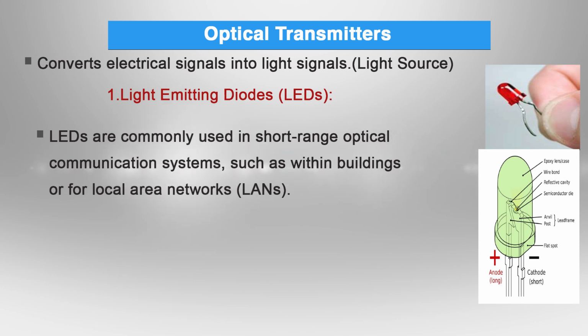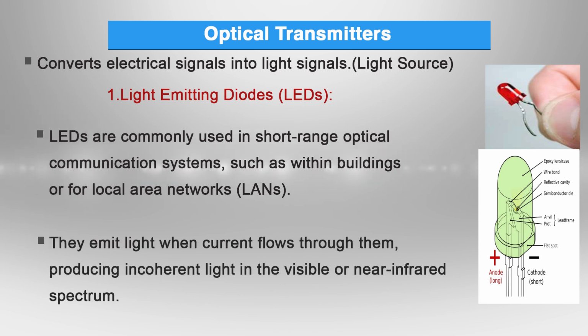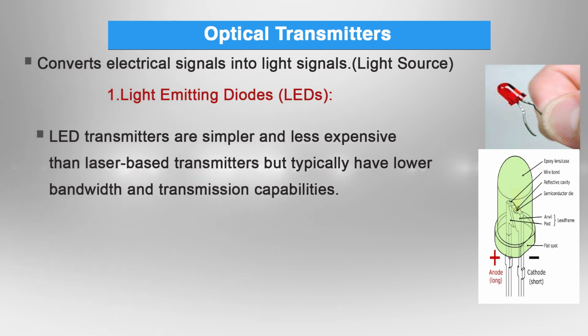LEDs are commonly used in short range optical communication systems such as within buildings or for local area networks, LANs. They emit light when current flows through them, producing incoherent light in the visible or near infrared spectrum. LED transmitters are simpler and less expensive than laser based transmitters, but typically have lower bandwidth and transmission capabilities.